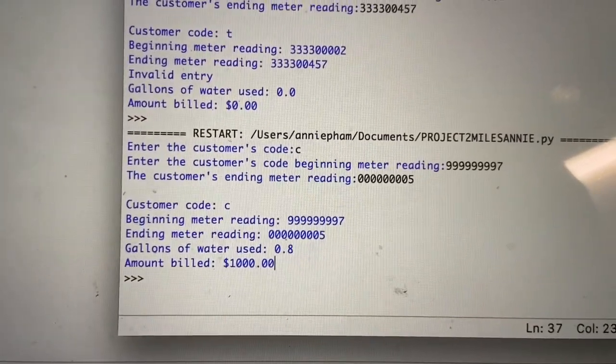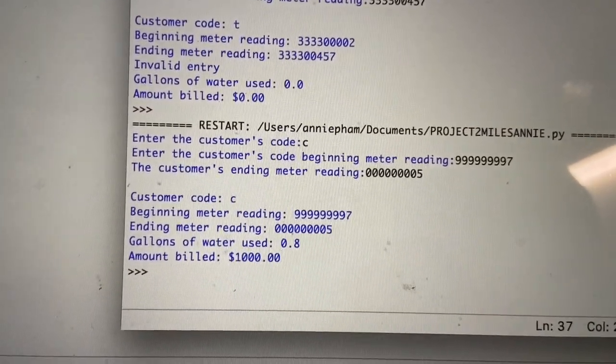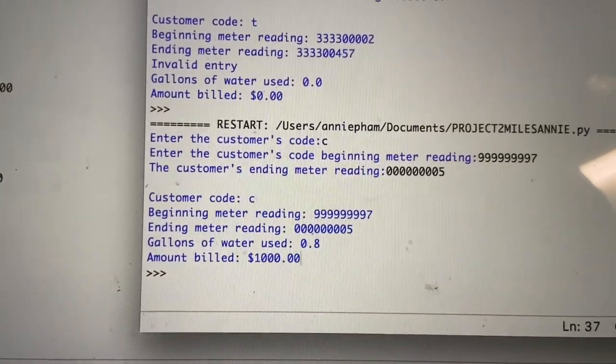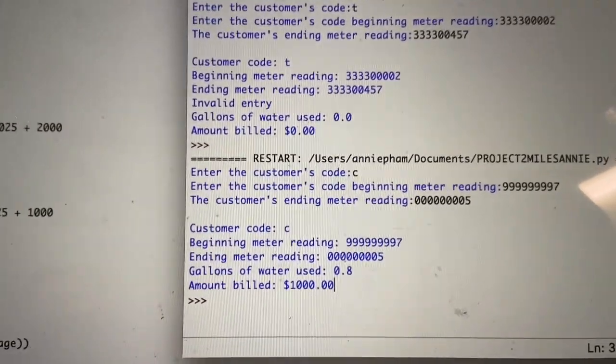Lastly, we chose this sample run. Once again, we followed the rubric. And those were our results.